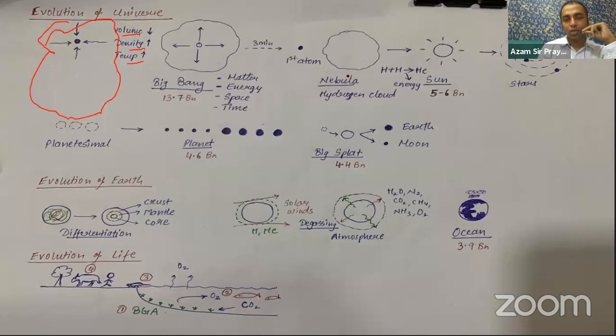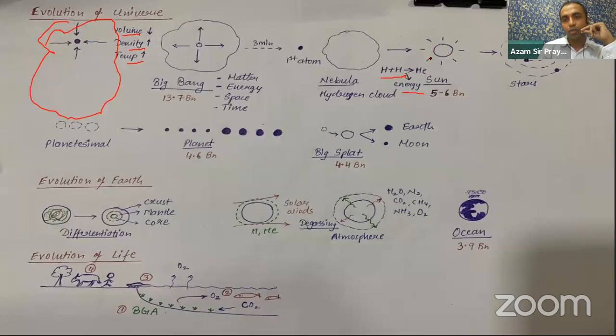In the successive stage, the nebula. The nebula is a cloud made up of hydrogen. A hydrogen cloud was formed. In that, the process of nuclear fusion started taking place. Nuclear fusion, as the word indicates, means something is getting fused. Over here, what is getting fused is two hydrogen atoms. Two hydrogen atoms get fused and a helium atom is generated. In the process, a huge amount of energy is released. Hydrogen is a relatively lighter element and helium is a relatively heavy element. So two lighter elements combine to form a heavier element, helium, and in the process a huge amount of energy is released.